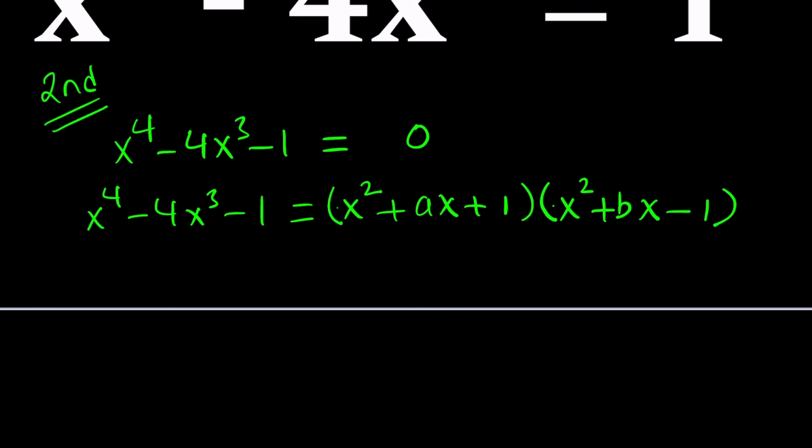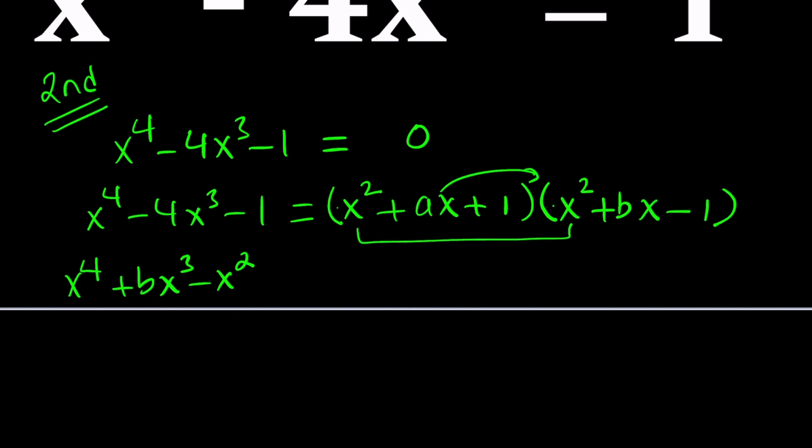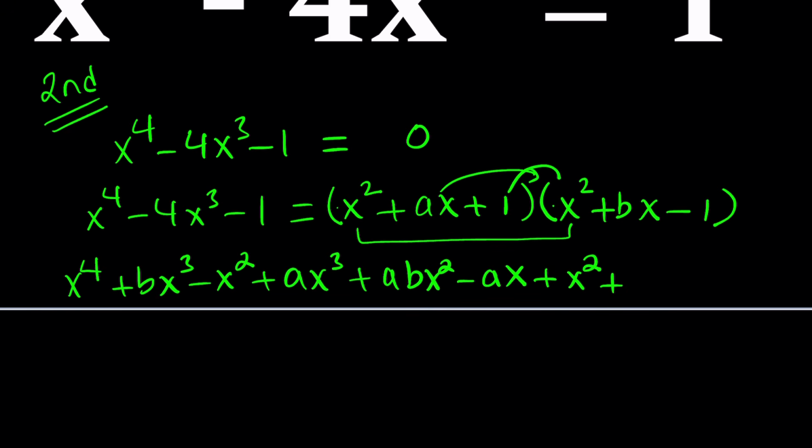So I'm going to go ahead and distribute everything. We're going to get x to the fourth, and then plus bx cubed minus x squared. And then next we're going to distribute this, plus ax cubed plus abx squared minus ax. And then we're going to distribute the 1, plus x squared, and then plus bx minus 1. Great. This is supposed to equal this.